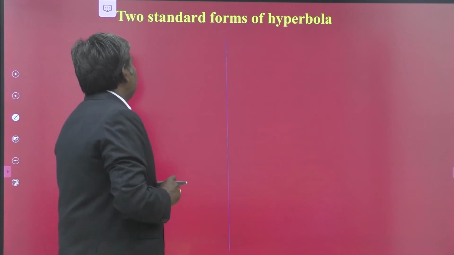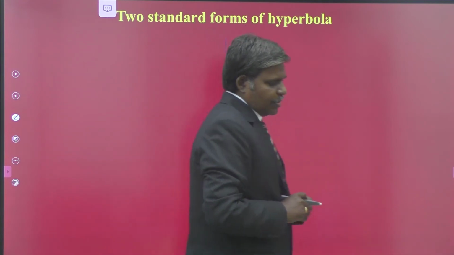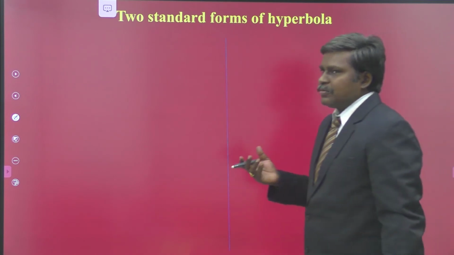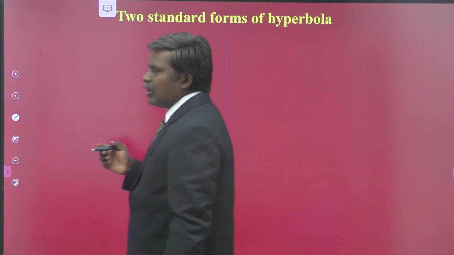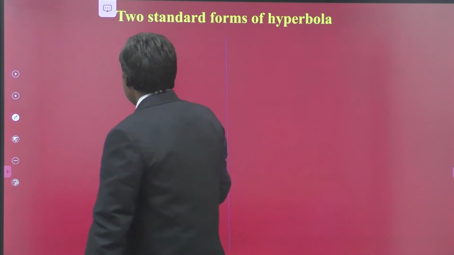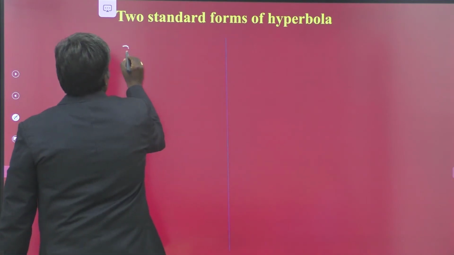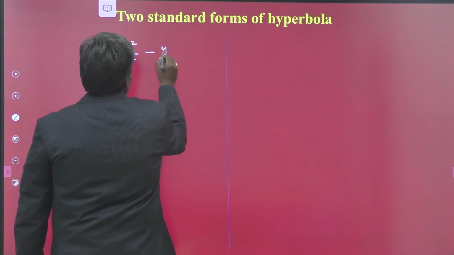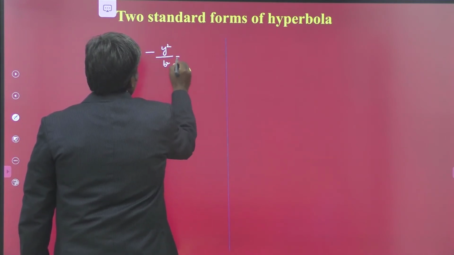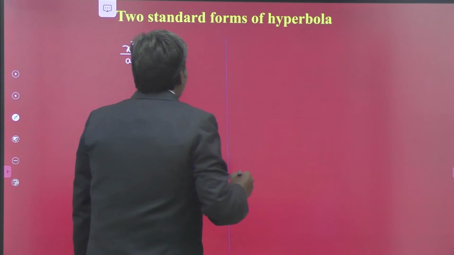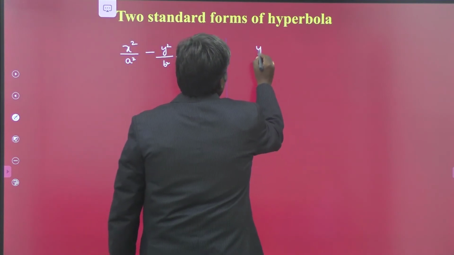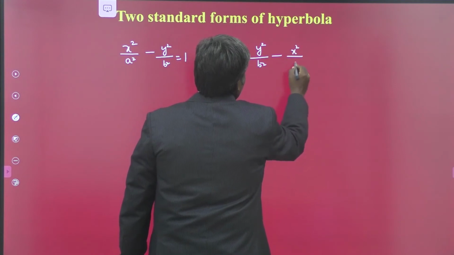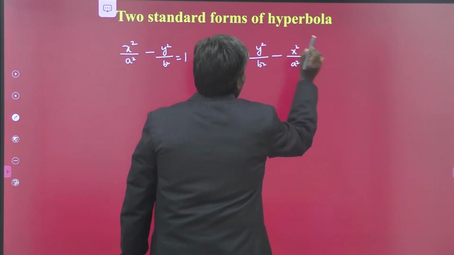Now let us see the two standard forms of hyperbola. Just now we defined the hyperbola and conjugate hyperbola. What is the main hyperbola? X square by a square minus y square by b square is equal to 1. And its conjugate hyperbola is what? Y square by b square minus x square by a square is equal to 1.